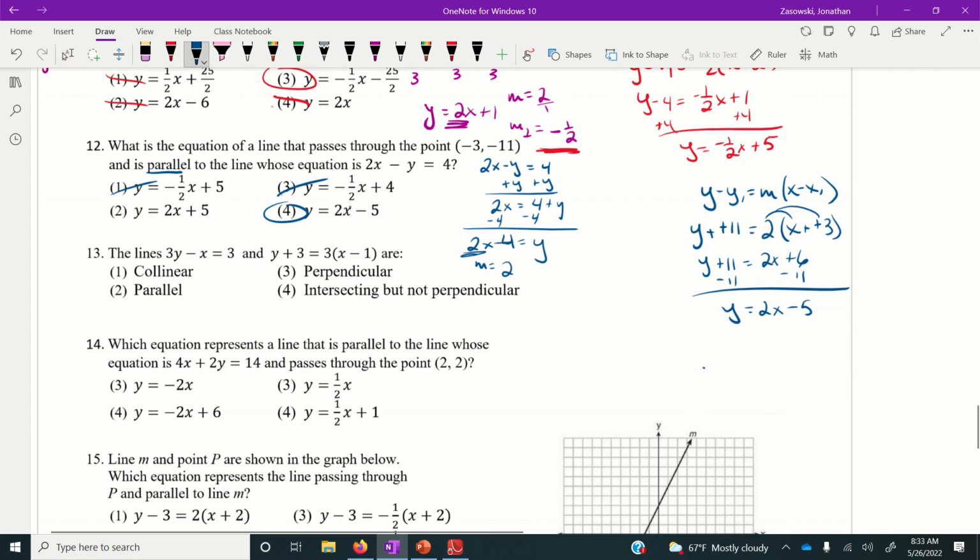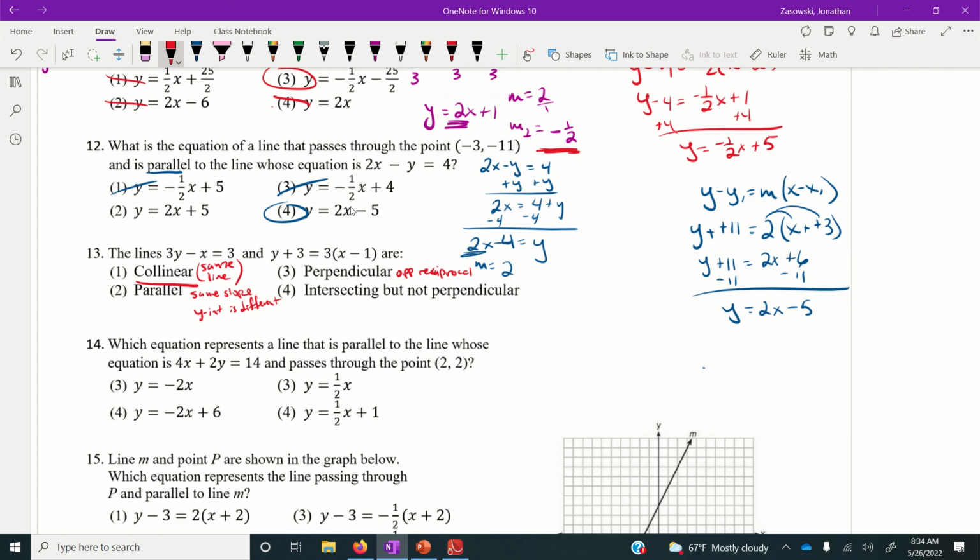Okay? All right. Question 13. Now, they want to know, how are these lines related? So number 1, collinear is basically a fancy way to say they are the same line. They have the same slope and the same y-intercept. Parallel, remember, means that they have the same slope, but the y-intercept is different. Perpendicular means they have opposite reciprocals. And intersecting but not perpendicular just means that they have any other slope, anything else.